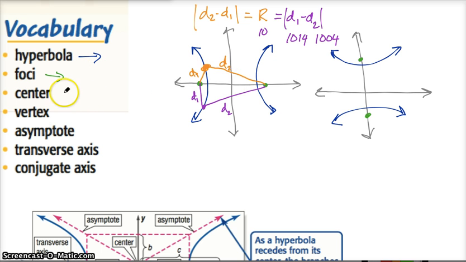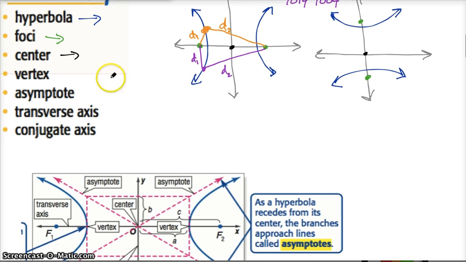Each of these has a center, and the center would be exactly where you would think, midway between the foci, or even midway between these two parts of the hyperbola. The hyperbola has a vertex. In fact, it has two vertices, and that would be this portion right here. Let me use a different color. How about pink? Right here, these would be the vertices of each part of the hyperbola.